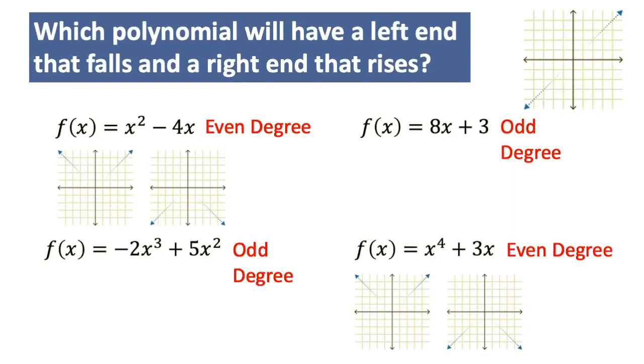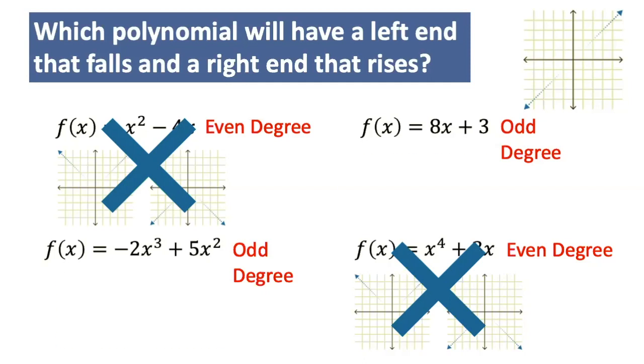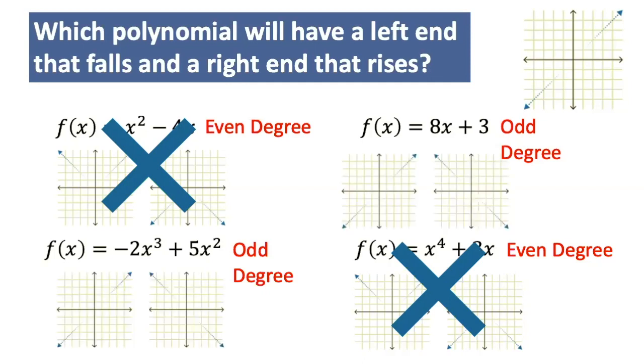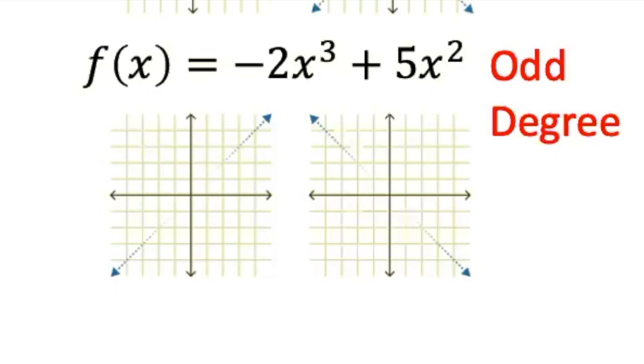The polynomials that are even degree have to have ends going in the same direction, either both up or both down. So I can immediately eliminate those options. Now for the odd degree, they do have ends that go in opposite directions. The question is just which one is left end down, right end up. If you look at f of x equals negative 2x cubed plus 5x squared, you now look at its leading coefficient. The leading coefficient is negative 2.